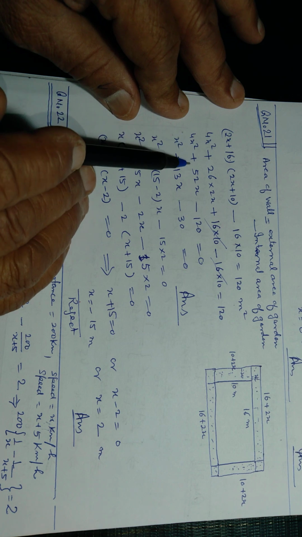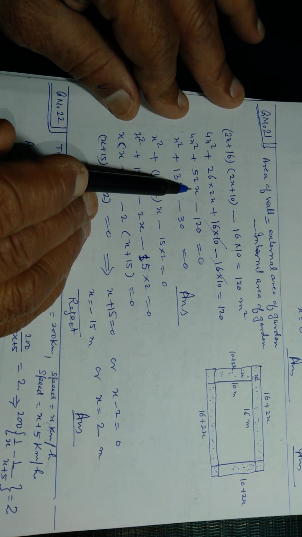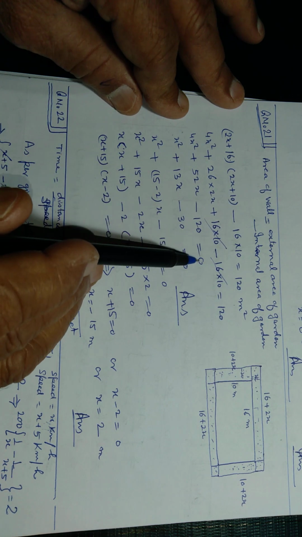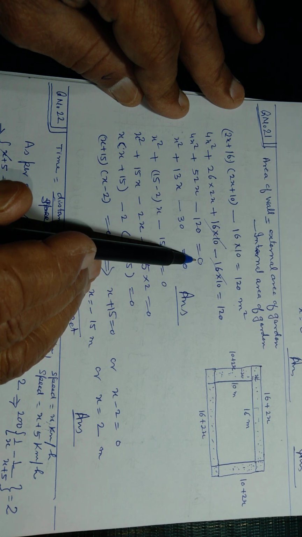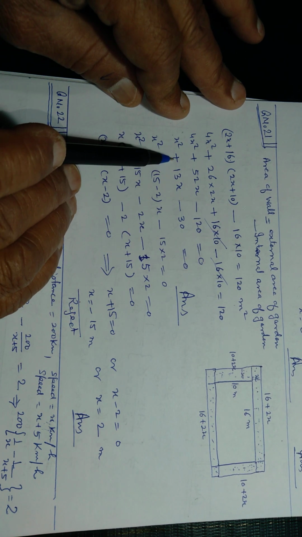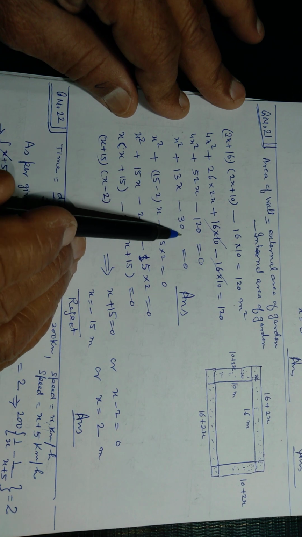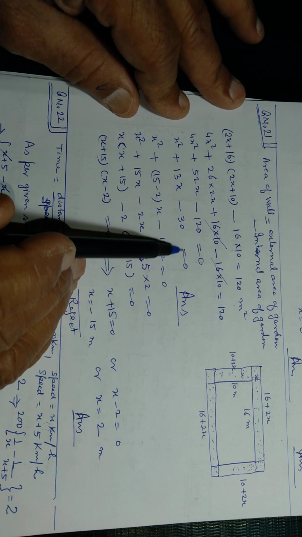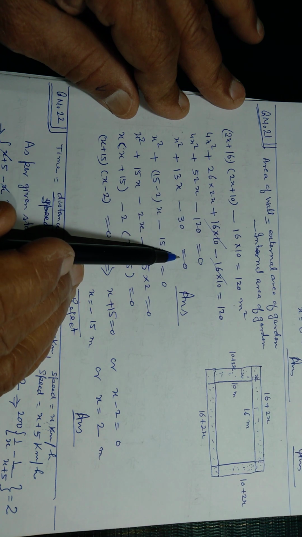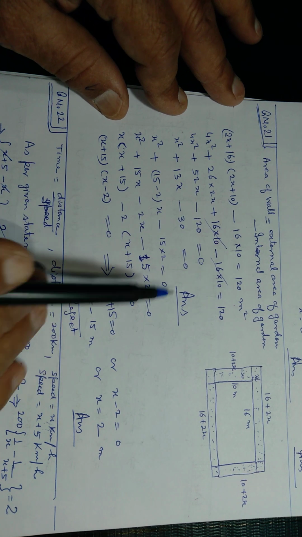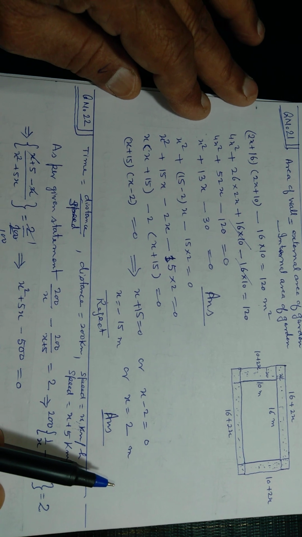So 4x square plus 52x minus 120 equal to 0. Dividing by 4, x square plus 13x minus 30. This will be the standard required quadratic equation. So it will be one of the answers. Now we have to solve it.